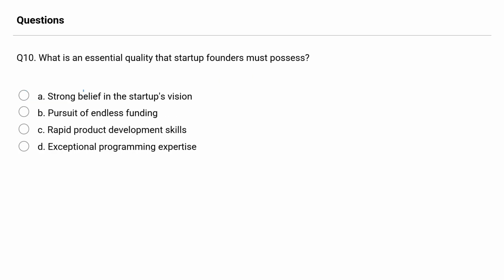Let's go to our 10th question. What is an essential quality that startup founders must possess? The essential quality. Okay, it's very important. The options are strong belief in the startup's vision, pursuit of endless funding, rapid product development skills, and exceptional programming expertise. What is an essential quality that the startup founders must possess?